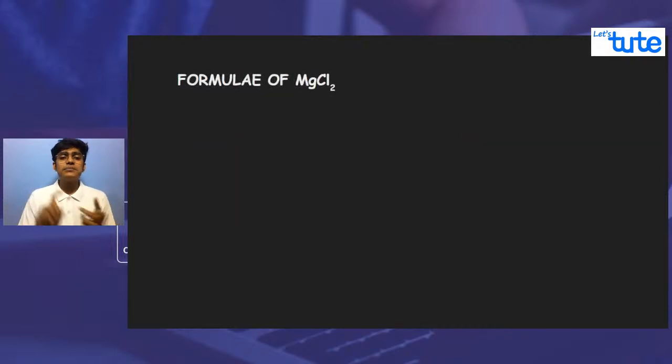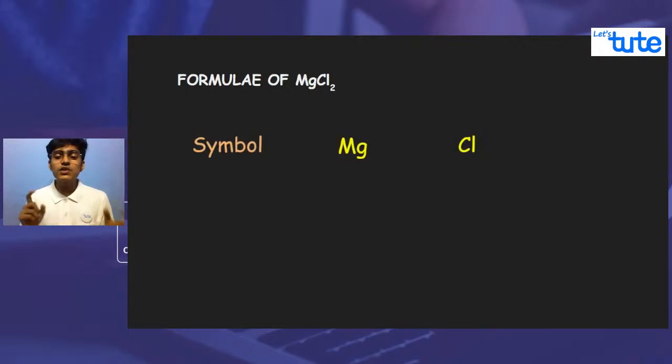If I have MgCl2, magnesium chloride, let us write the symbols of their elements. Magnesium and chlorine are the two elements which we are using. Of course, we will make videos on how to find the valency or how to remember the valency. The valencies of the atoms are predefined. They have valencies of their own.